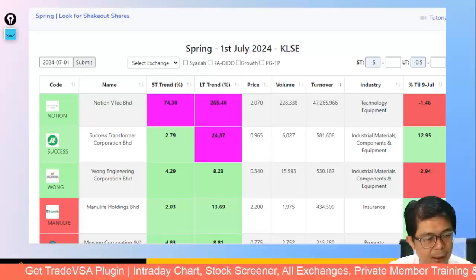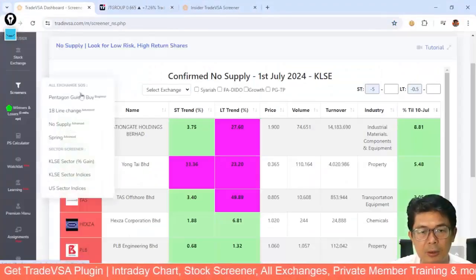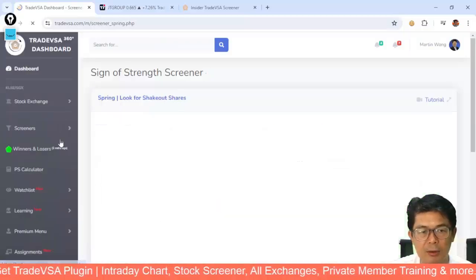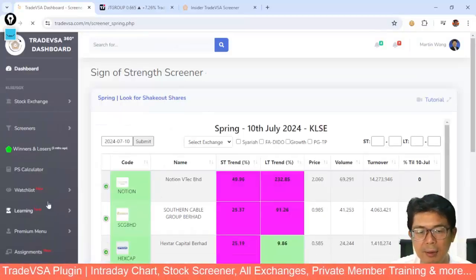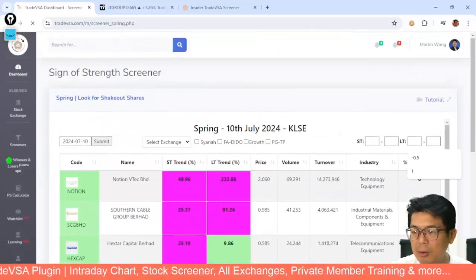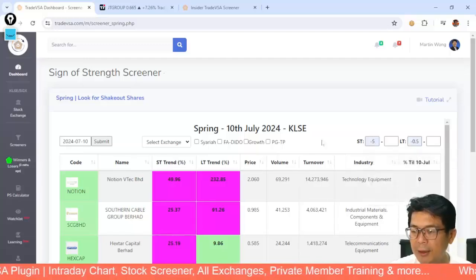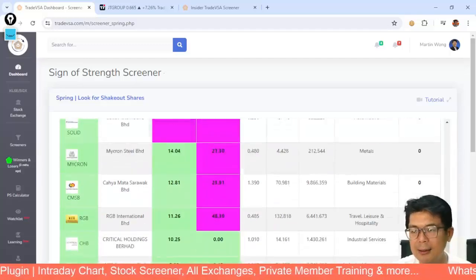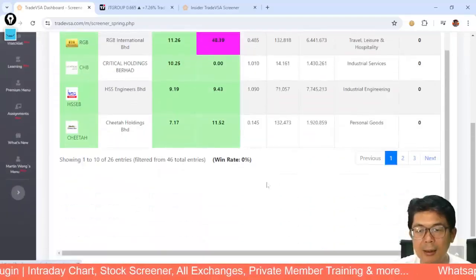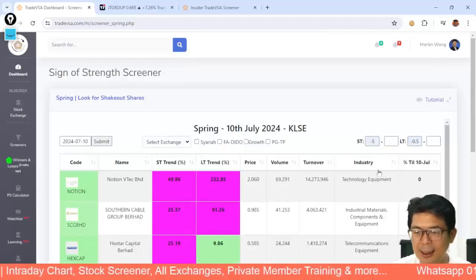Yeah. So we have the spring screener. Let me just go over to the dashboard here. The screener. There you can see advanced. Click on spring. Right. And again we have this week. Okay, so we go to minus 0.5 and then minus 5. Then you will see from here, right, how many lists do we have? Okay, we have 26.